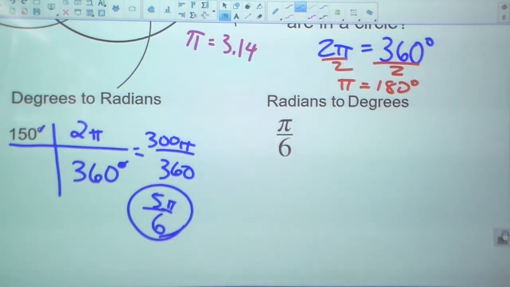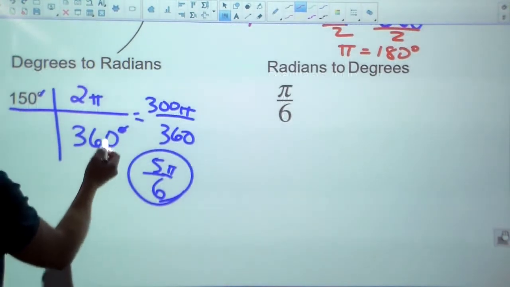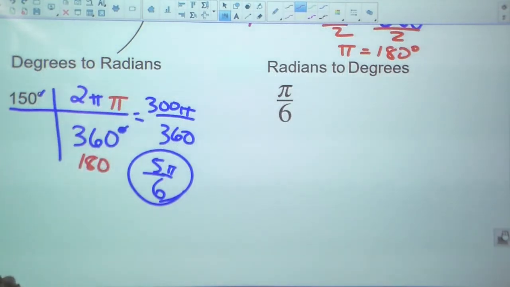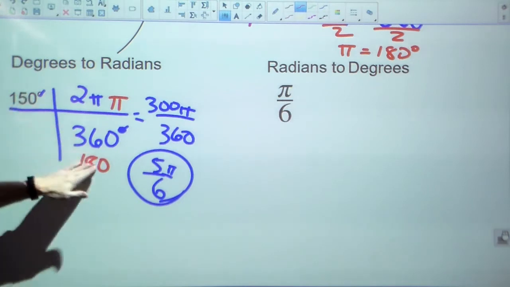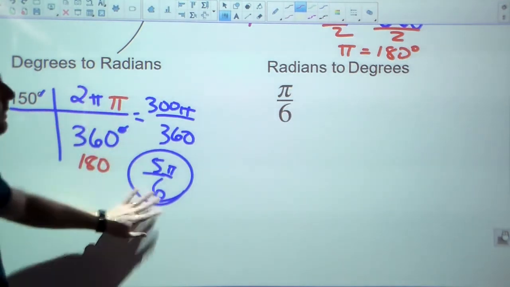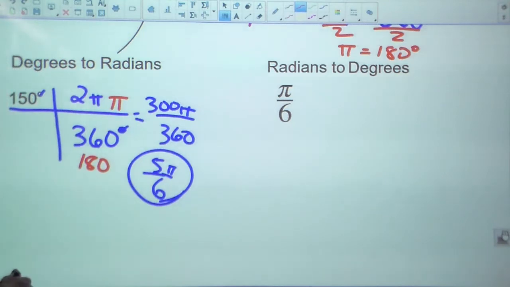pi radians has 180 degrees. You could have used pi and 180 here, and that would get you there a little bit quicker. 150 over 18, or 15 over 18 is 5 over 6, and it's still pi, so same result, just maybe a little bit quicker way to get there.